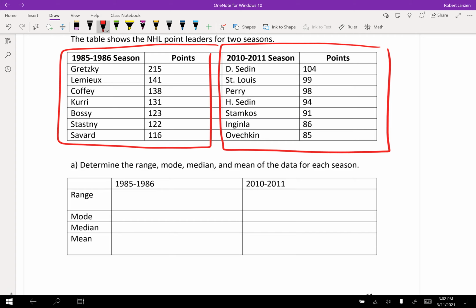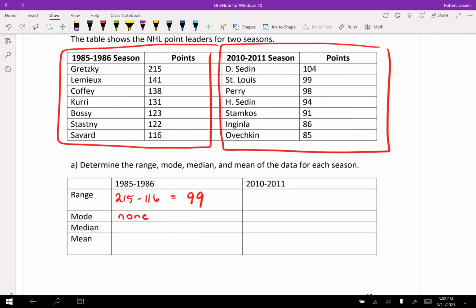So the range, if we look at the highest value, take away the lowest value, you're going to end up with 99 is the range. Hey, that's weird. Gretzky's first, and it's 99. That was his number. Okay, the mode. Well, do you see any number repeating itself here? No, I do not. So we're going to say there is no mode. There's nothing that repeats itself more than another number. They're just all one time.